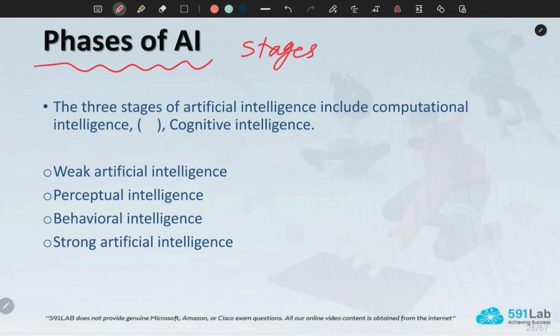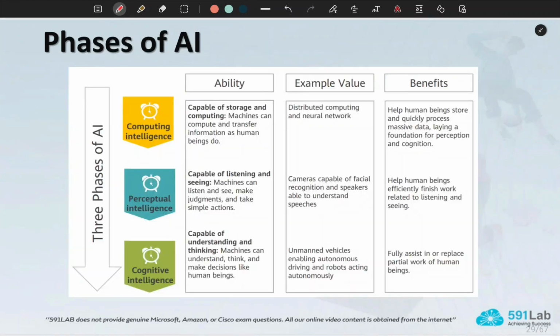The phases of AI, also known as the stages of AI. The three stages of artificial intelligence include computational intelligence, space, and cognitive intelligence. Which is the third one? Weak artificial intelligence, perceptual intelligence, behavioral intelligence, or strong artificial intelligence. There are three stages or phases of AI, which are computing intelligence, perceptual intelligence, and cognitive intelligence. Each stage is more advanced than the previous one.